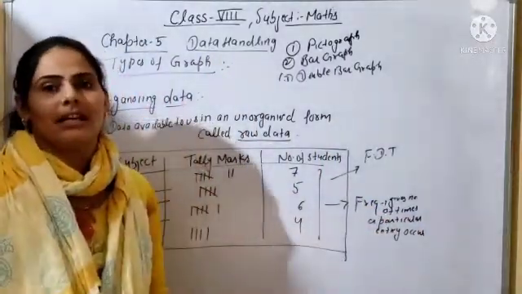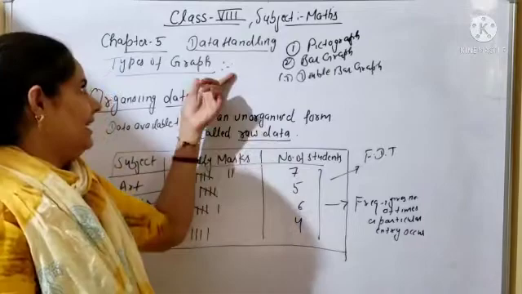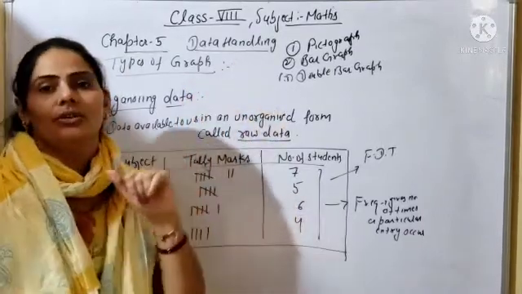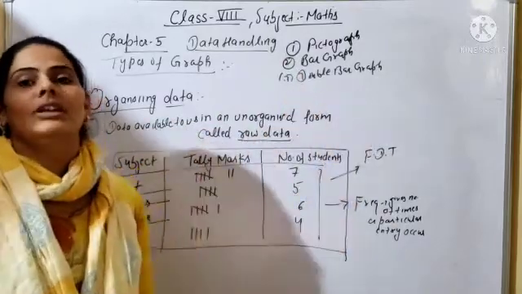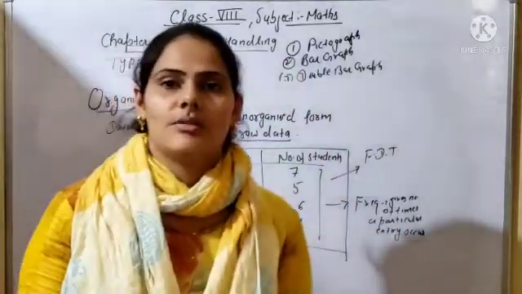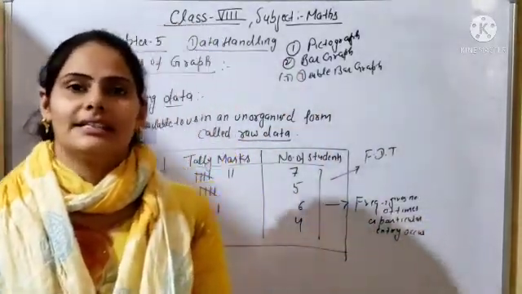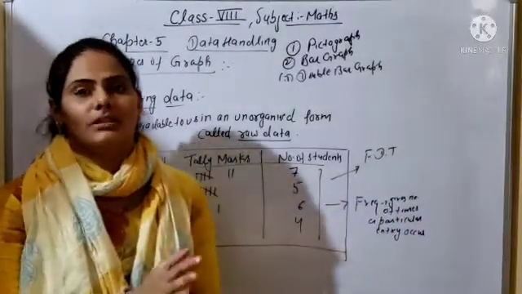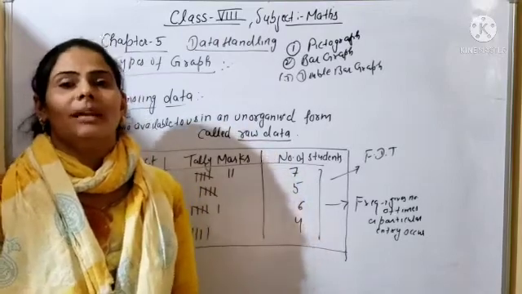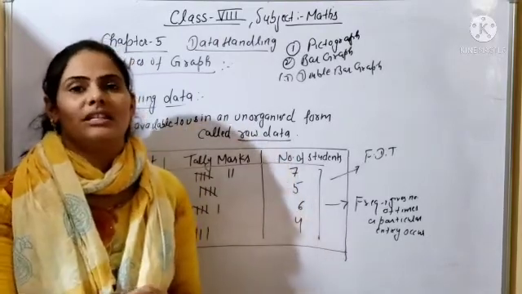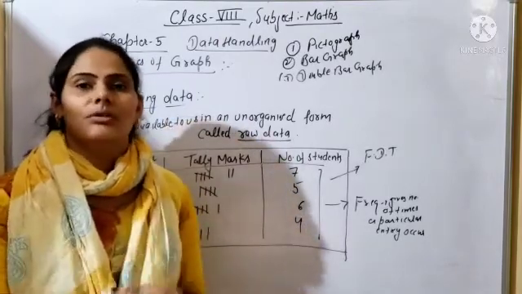So already we have started this chapter, data handling. In the previous class I told you what is data, what are the types of graph, and how you will represent any data. First of all, what is data? Data is the simple collection of information. When you collect all the information, the collected information is called the data.